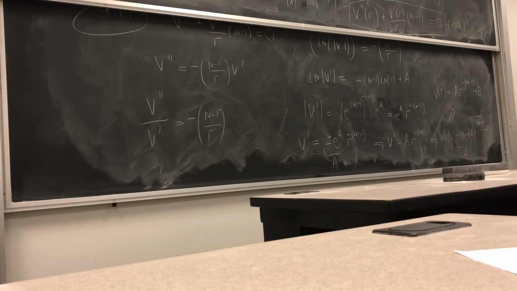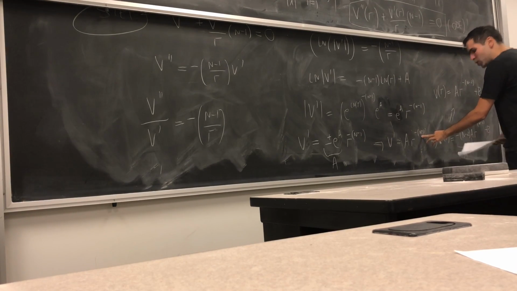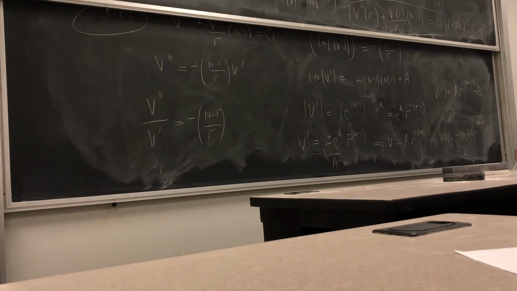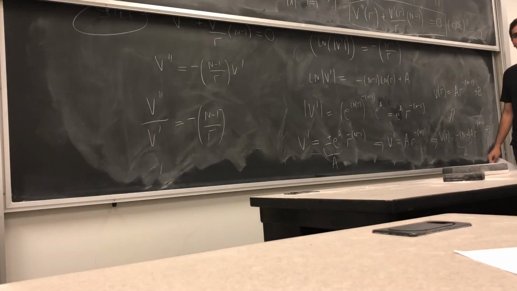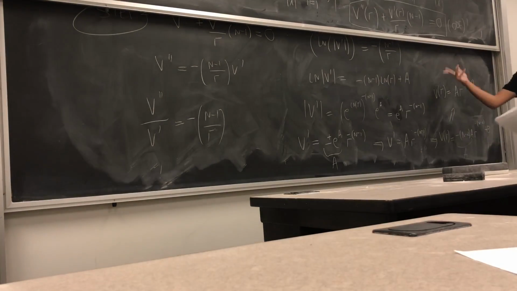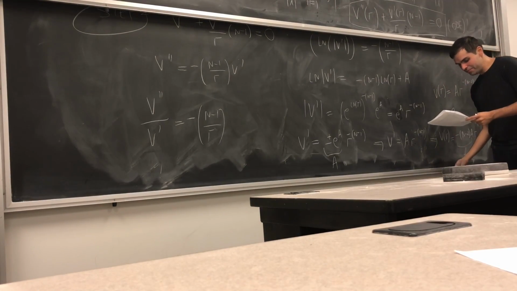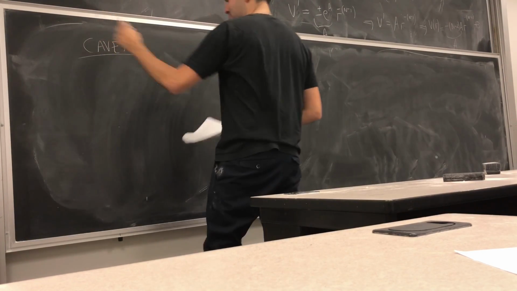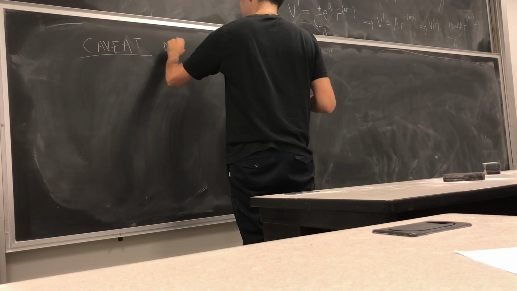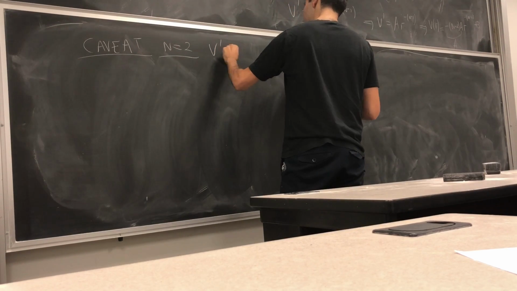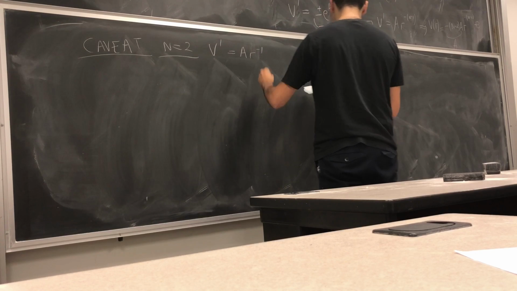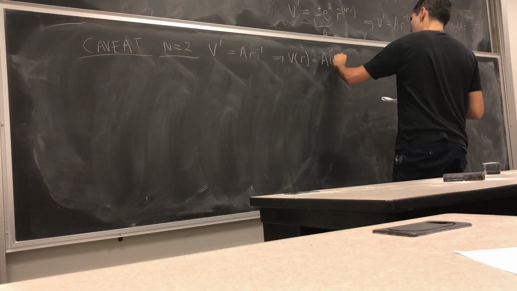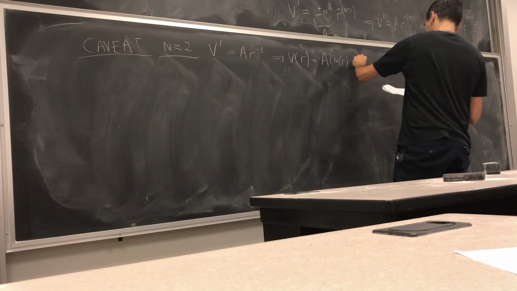Except, just a little caveat, if n equals 2, so if we're in 2 dimensions, this becomes r to the minus 1, which anti-differentiated gives you log. So it just turns out we have to do a little distinction. A little caveat. I love that word. It's like caviar, but in math, okay? So caveat, if n equals 2, we get v prime equals a r to the minus 1. So v of r is a ln of r plus b.